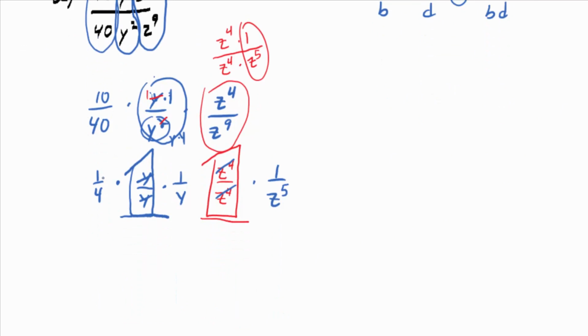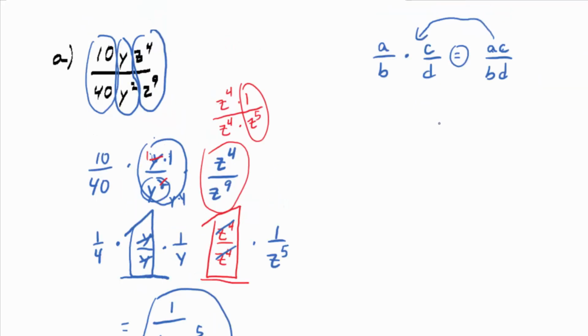And then what's left when you multiply back straight across, when you get it back to being a single fraction, what's left? 1 over 4y z to the 5th. Do you buy that? Again, that's not the way you're going to do it, right? That'd be ridiculous to do every problem that way.